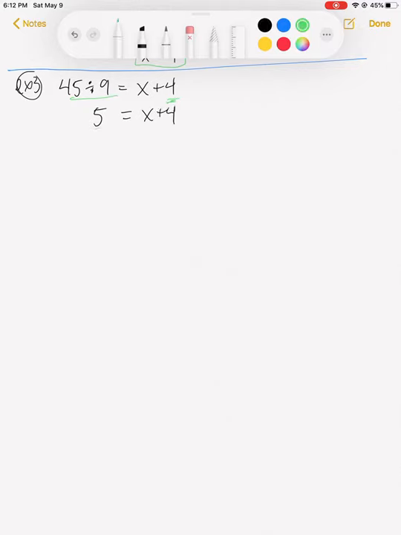And I need to separate my 5 into something so I can compare it with my 4. Well, 5 is the same as 4 plus 1 equals x plus 4. And like a pan balance again, I'm going to go ahead and cancel off these 4's here. And I have that 1 is equal to x. Okay, so that one's a bit shorter.